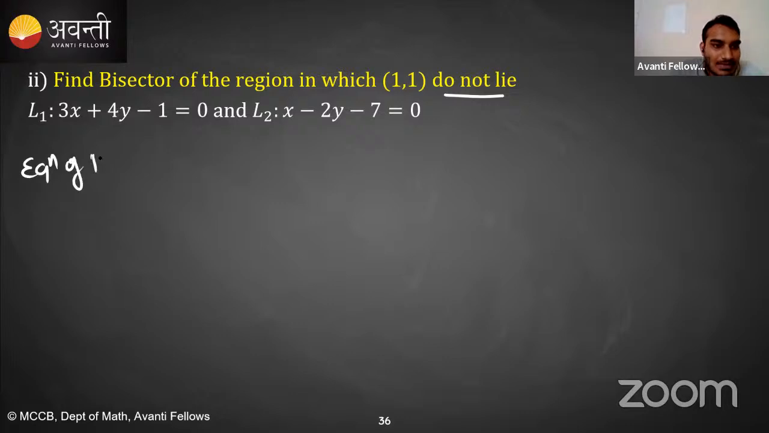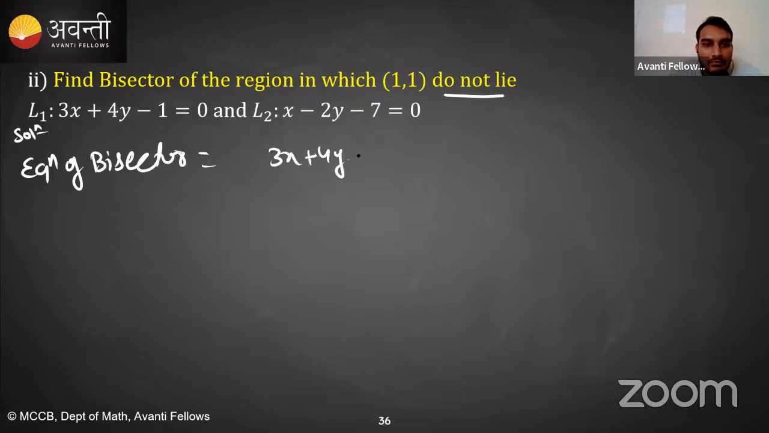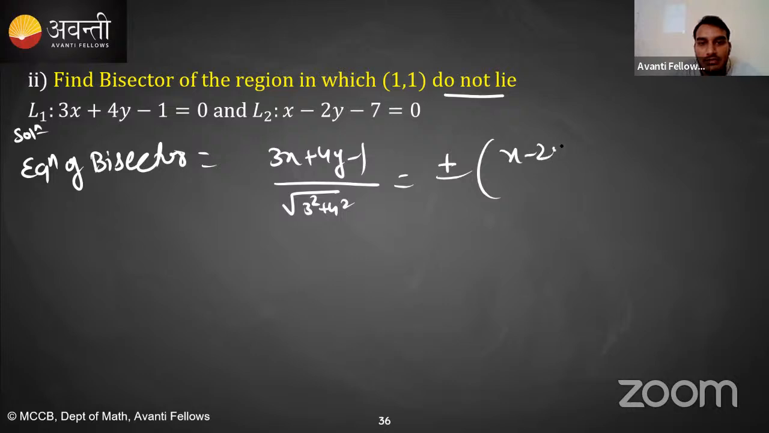Equation of bisector. What is the equation of bisector? बार बार वही चीज कर रहे हैं. क्या कर रहे हैं? First line upon under root of a square plus b square is equal to plus minus second line x minus 2y minus 7 upon under root of 1 square plus 2 square.